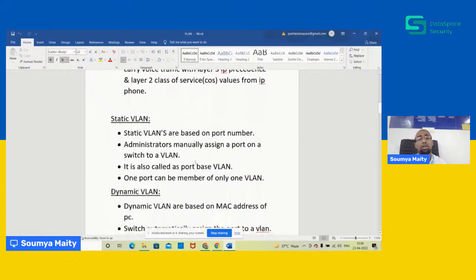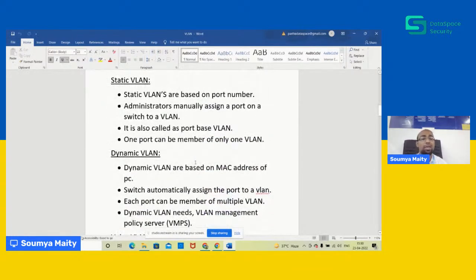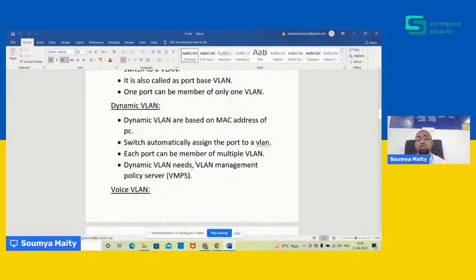Next, we will discuss static VLAN. Static VLANs are based on port number. Administrators manually assign a port on a switch to a VLAN. That's why static VLAN is also called port-based VLAN. One port can be a member of only one VLAN. Next is dynamic VLAN. Dynamic VLANs are based on the port's MAC address, and the switch automatically assigns the port to a VLAN. Each port can be a member of multiple VLANs. Dynamic VLAN needs a VLAN Membership Policy Server, VMPS.